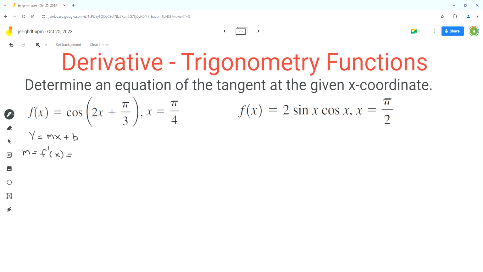So we have to find the derivative of this cos function, and for that we have to use the chain rule, because this cos term has an outer function, which is the cos function, and the inner function is the polynomial function 2x plus pi over 3. As per the chain rule, we start with the derivative of the outer function, and the derivative of cos is minus sine.